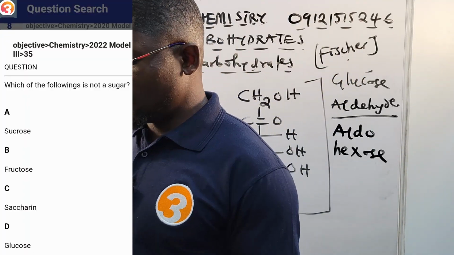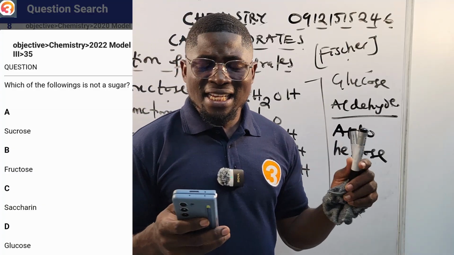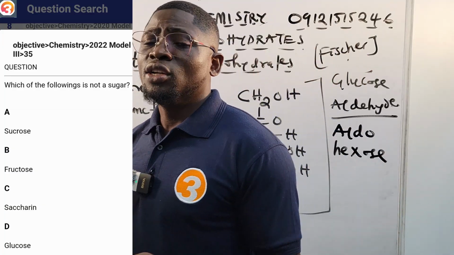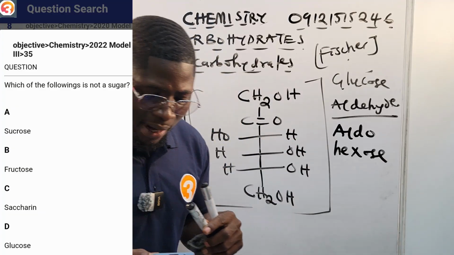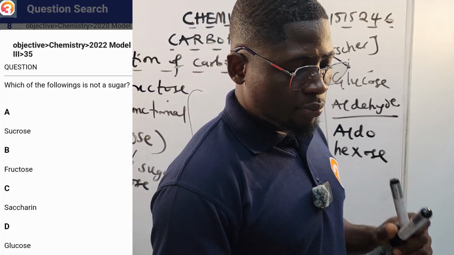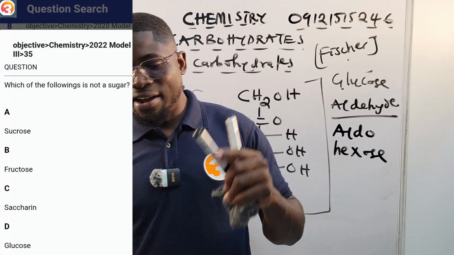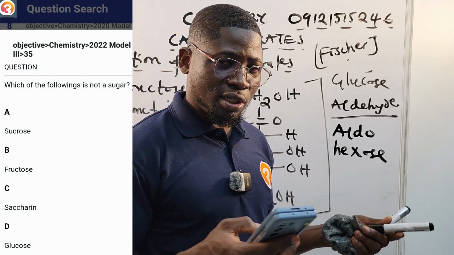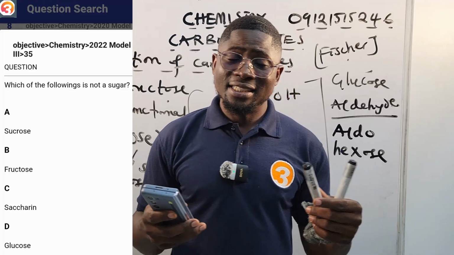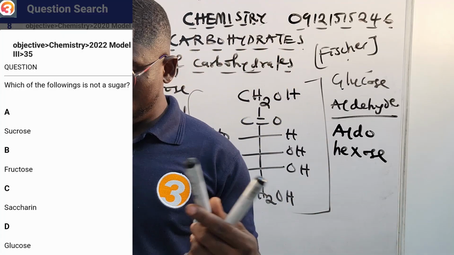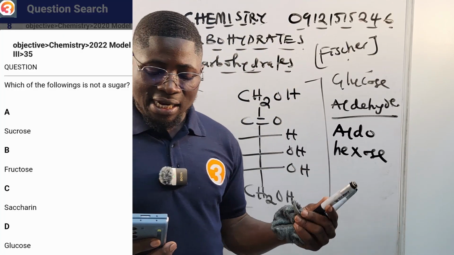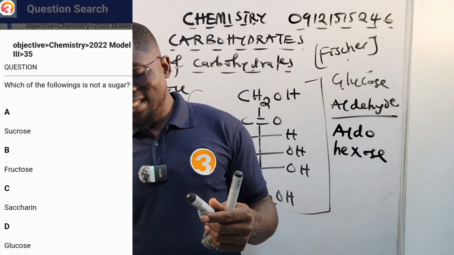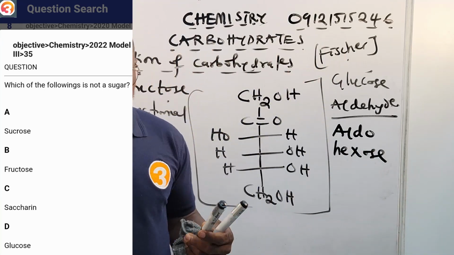Now, this is a 2022 question number 35. It says, which of the following is not a sugar? A says sucrose, B says fructose, C says saccharin, D says glucose. Obviously sucrose is a sugar, a disaccharide. Fructose is a monosaccharide. Glucose is a monosaccharide, but saccharin is not a sugar. Saccharin is like an additive. It's a sweetener.